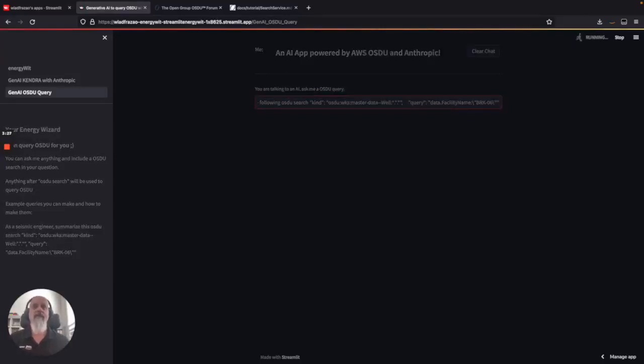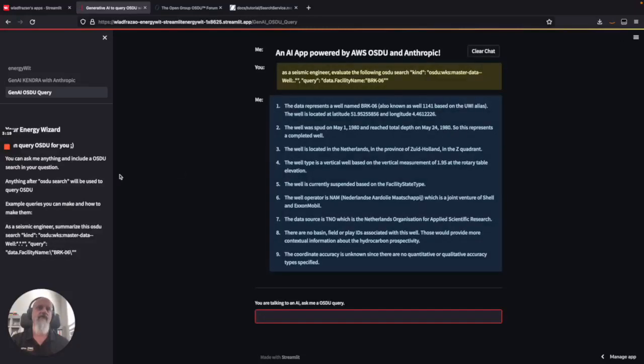So what's going on right now is this solution is going to OSDU, querying the API, taking the output, and evaluating it, and it gives me an answer in natural language, right? So the data represents a well named BRK06, also known as well 1141. It was spud on this date, total depth on that date. This is a vertical well, and so on and so forth. So I think that's a lot easier to evaluate and to understand what's going on here than JSON, right?